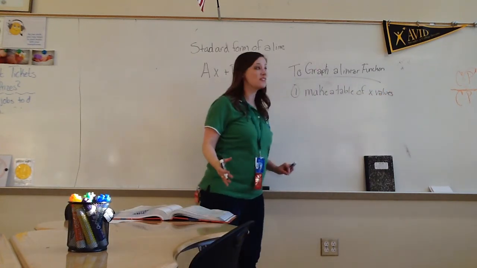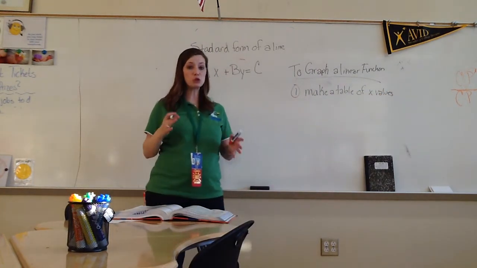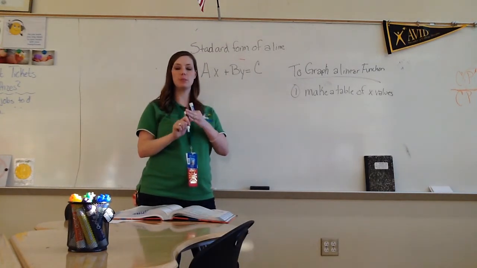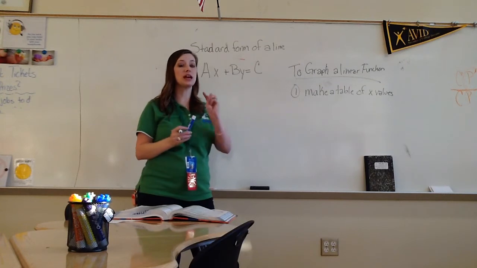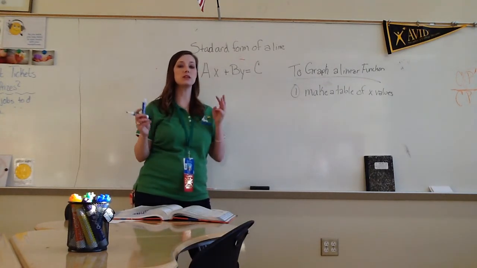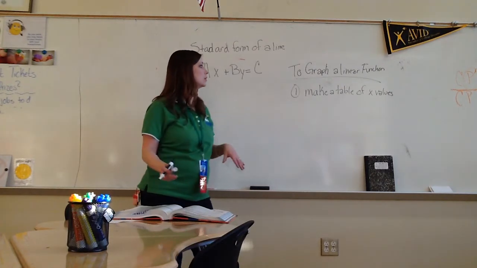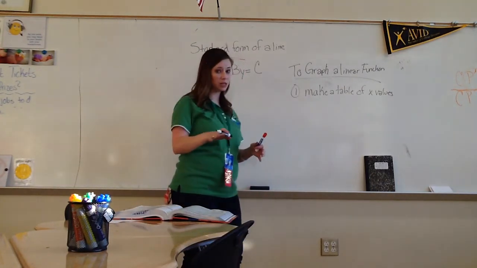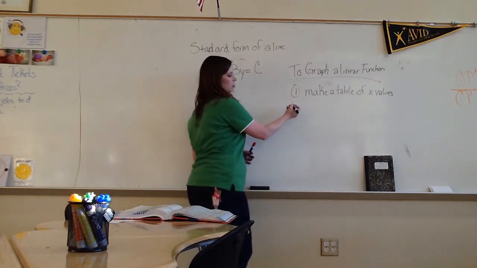And that table of x values can be anything you want, but you want to have 0, you want to have a negative number, and you want to have a positive number. And I say you need to have at least 3 numbers, but 5 is better. If you don't have at least 3, you can't connect the dots to make a line. So make a positive number, a negative number, and 0. But they can be anything you want unless numbers are given to you in the problem.